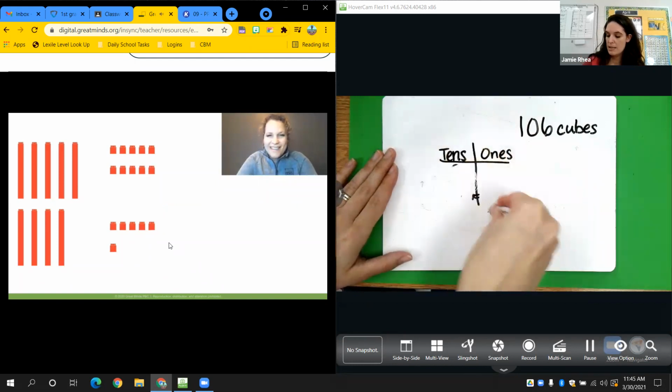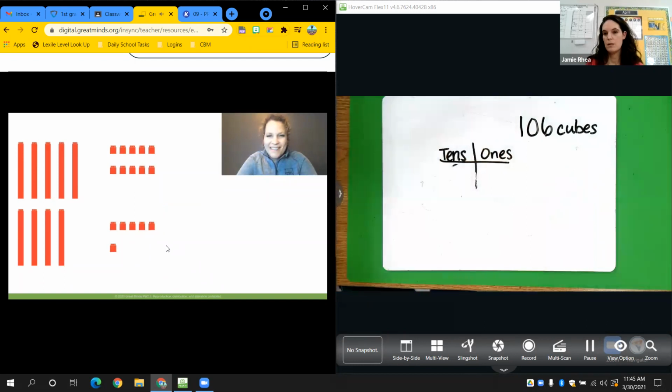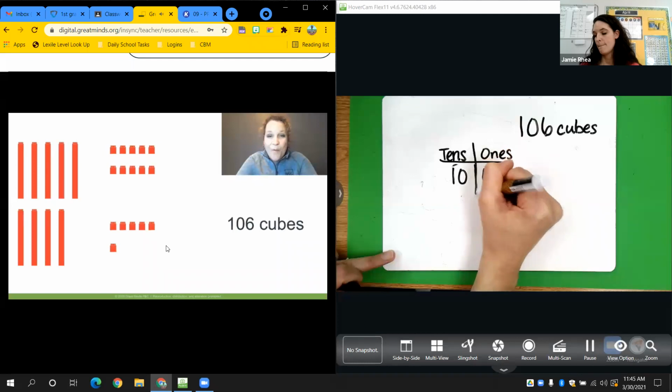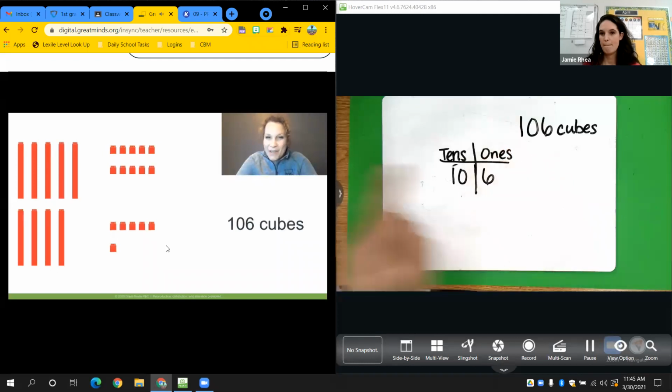So let's show our 10 and 6 up here. There are 106 cubes.